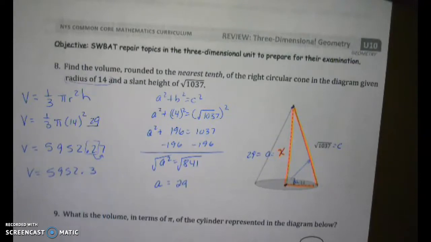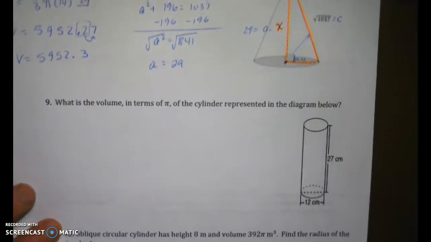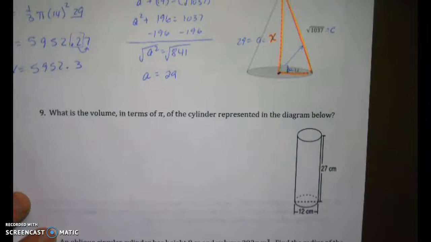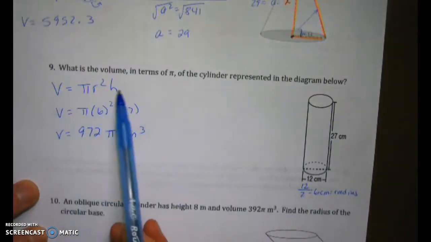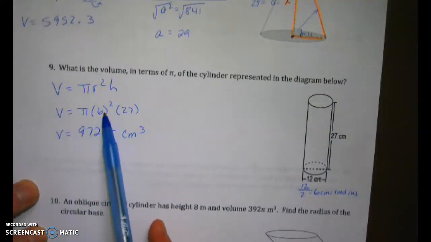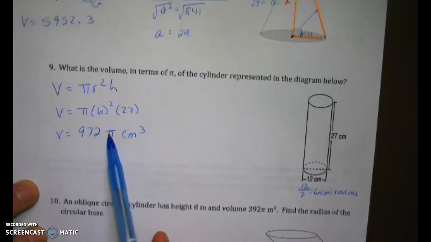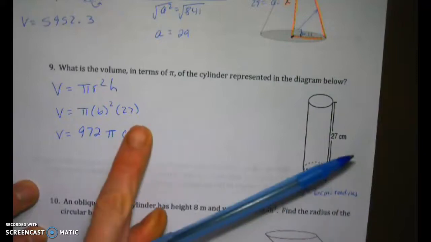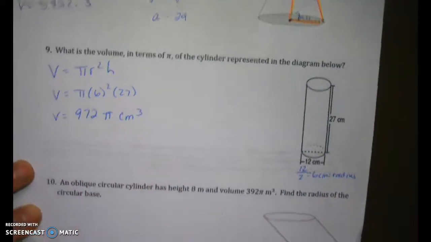The next question, what is the volume in terms of pi, so that means do not put pi in your calculator, of the cylinder represented in the diagram below? All right, the 12 represented the diameter. Did you remember to divide by 2? So when you plug into your formula, pi r squared h, it's pi times the radius of 6 squared times the height of 27. You get 972 pi centimeters cubed. Again, you can leave the units of measure off if you want, but if you put it in, just make sure you do it correctly.